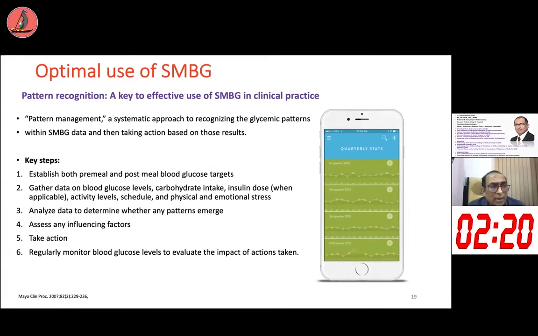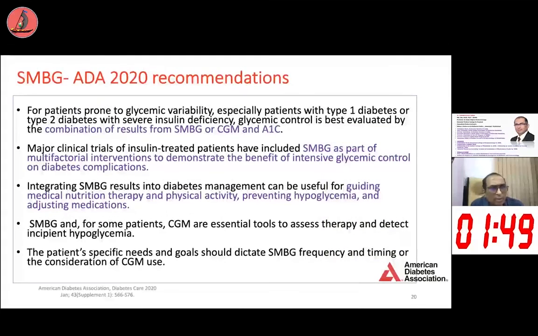And also pattern recognition is very important. That's a systematic approach to recognizing the glycemic patterns within the SMBG data, and then taking appropriate action based on these results. So you need to educate patients on establishing both pre-meal and post-meal glucose targets, gather these data, and also look at their carbohydrate intake, their insulin doses, their activity schedule, and the physical and emotional stress they're going through. When you analyze this information, it will help you in making appropriate decisions in terms of providing better control.